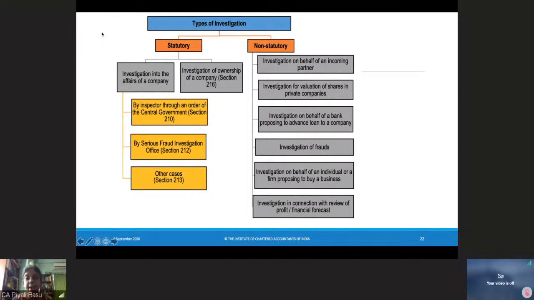Investigation on behalf of the bank. This is one of the major areas of investigation in today's world. Investigation of frauds. There are loads of examples, unfortunately. Investigation on behalf of an individual or a firm proposing to buy a business, and investigation in connection with a review of profit and financial forecast.